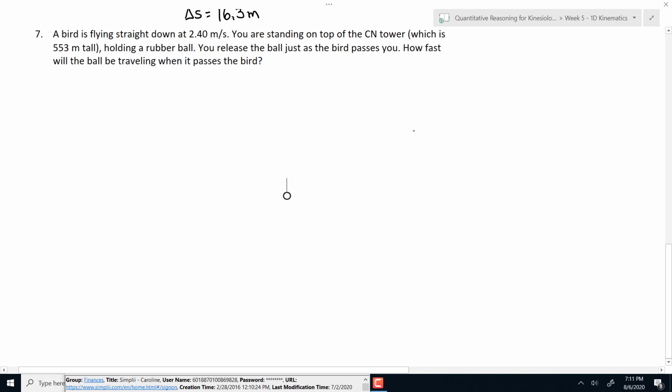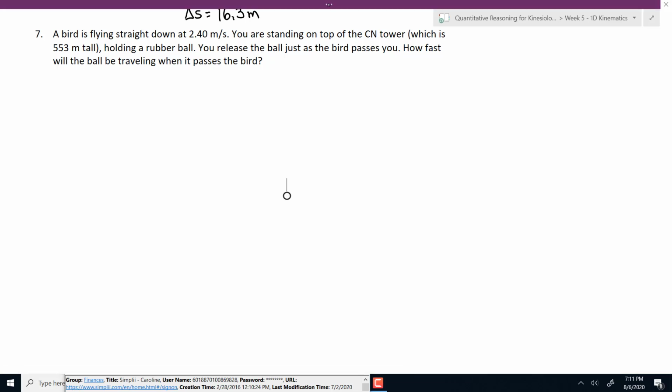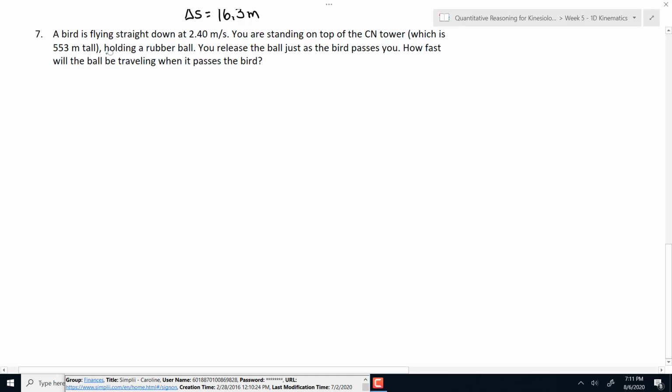Okay, this is similar to the question we just did. One object, the ball, is catching up to another, the bird. So I'm going to make a table, ball and bird, and we're going to write out all the information that we know.